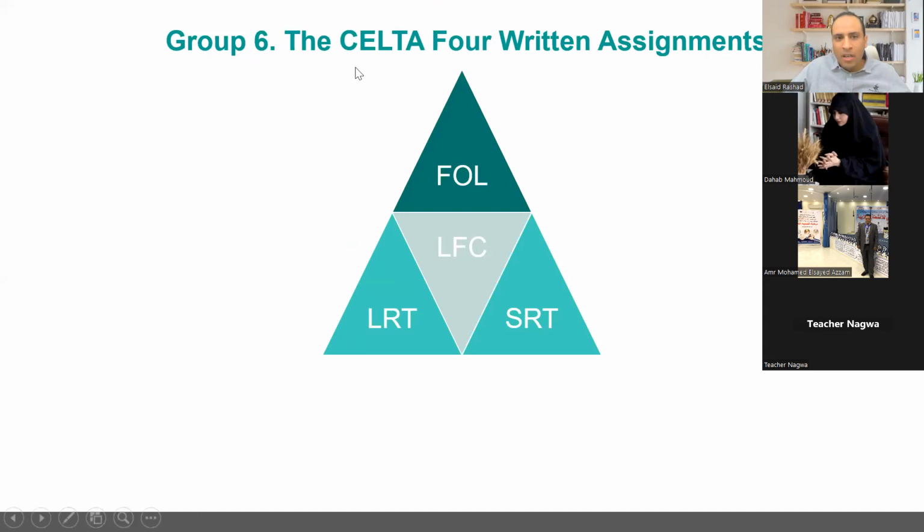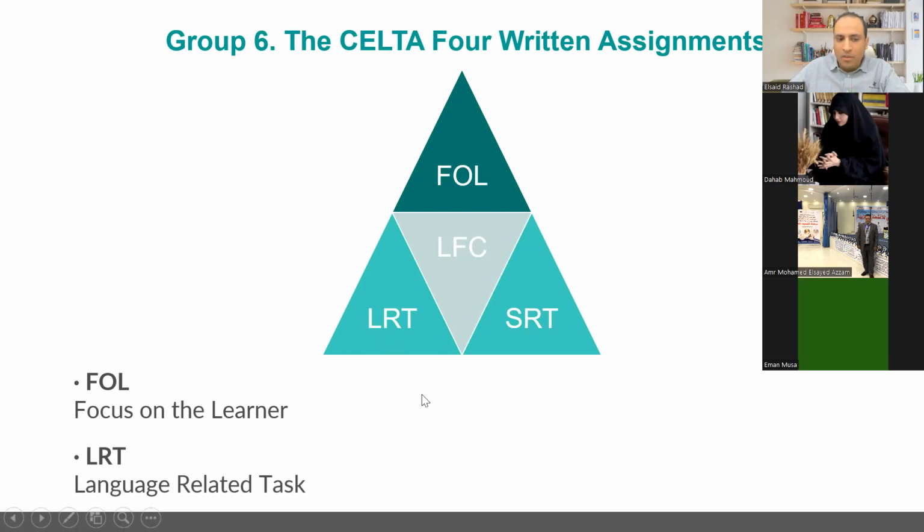And now, if you are interested in the CELTA, these are the 4 CELTA written assignments. As you know, CELTA has 2 main components: the assignments and the TPs, the teaching practices. FOL, focus on the learner, is the first assignment. It will help you understand the nature of the learner, create a class profile, diagnose your students' strengths and weaknesses, and help your students overcome their weaknesses. Very beneficial assignment indeed. Look at the second one, LRT and SRT.